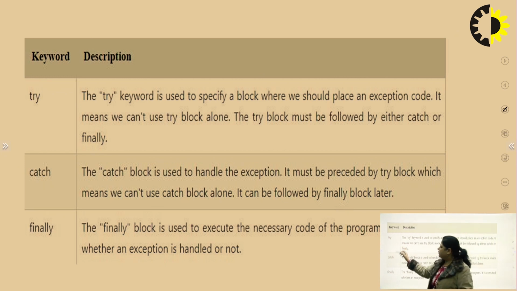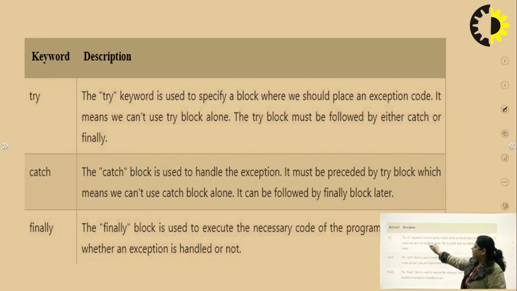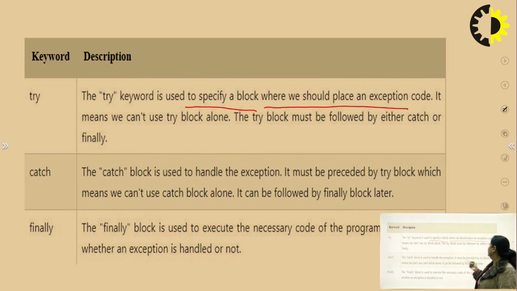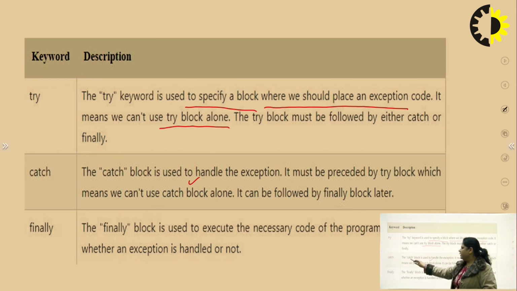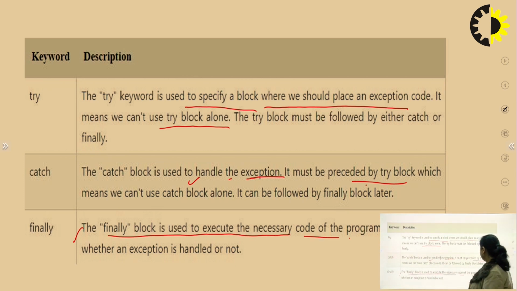So basically there are three keywords: try, catch and finally. With the help of these three keywords, we can handle any runtime exception or exception. So how can we handle that exception? The try keyword is used to specify a block where we should place the exception code. It means we cannot use a try block alone, so we use catch or finally. The catch block is used to handle the exception, and it must be preceded by a try block. And finally, the finally block is used to execute the necessary code of the program.